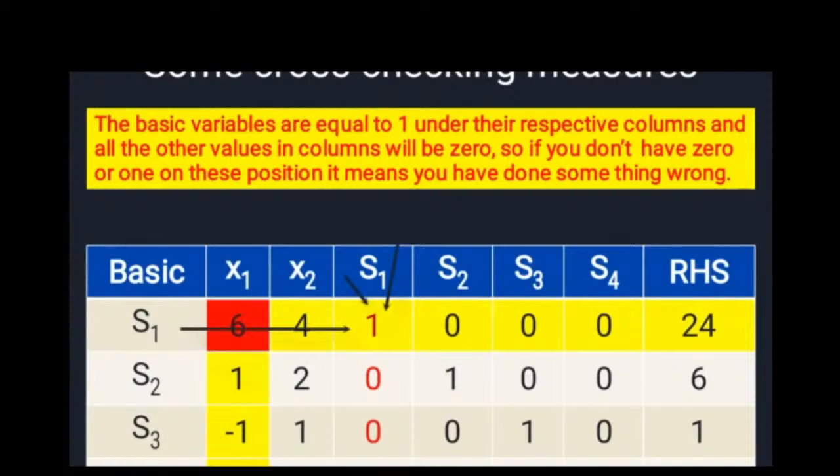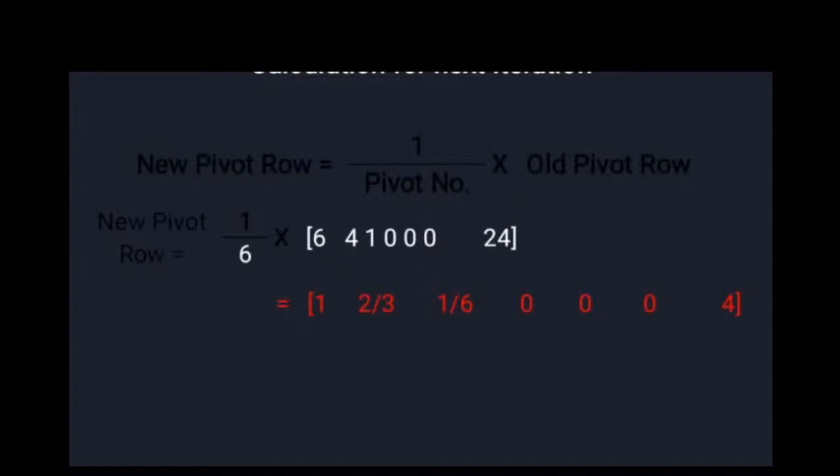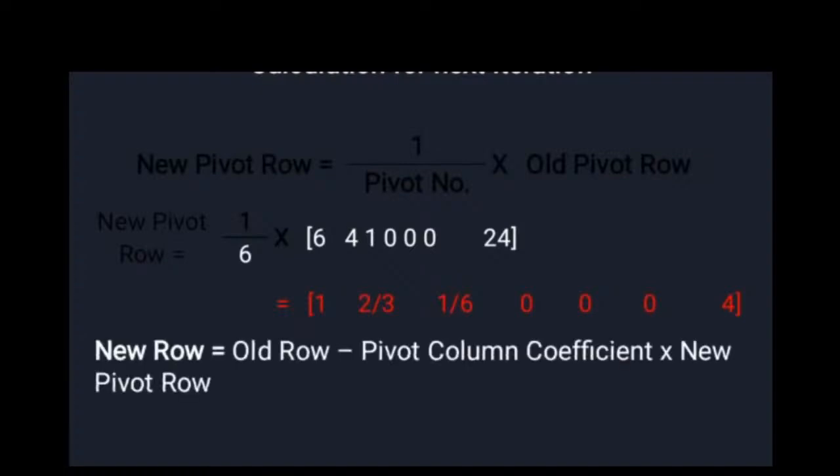So now we have to do the calculation for the new iteration. New pivot row is equal to 1 divided by the pivot number multiplied by the old pivot row. We are going to use this formula to find the new pivot row: 1 divided by 6 multiplied by the old pivot row. By calculating these values, we got the new pivot row, which is 1, 2 by 3, 1 by 6, 0, 0, 0, 4. Now we have to find the new rows. New row is equal to old row minus pivot column coefficient multiplied by the new pivot row.